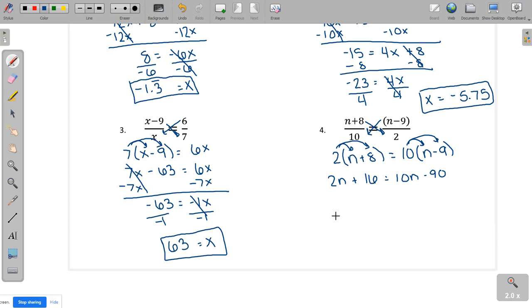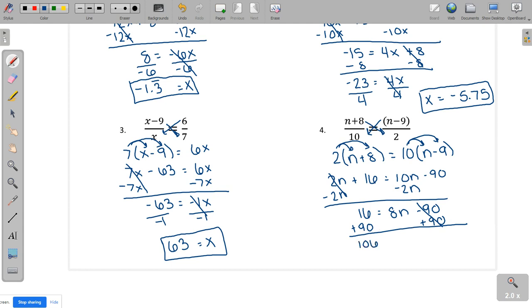Combine your like terms. So let's subtract the 2n from both sides. 16 equaling 8n minus 90. Now add 90 to both sides. Cancels. 16 plus 90 is 106. Divide by 8 on both sides. So 106 divided by 8 gives us 13.25.